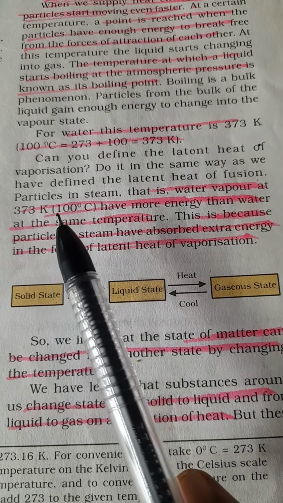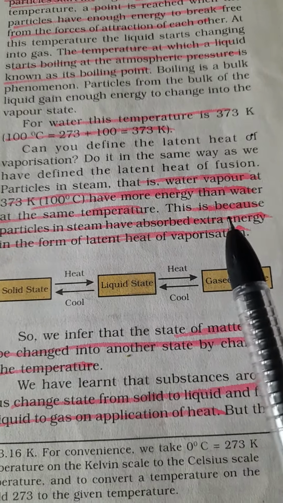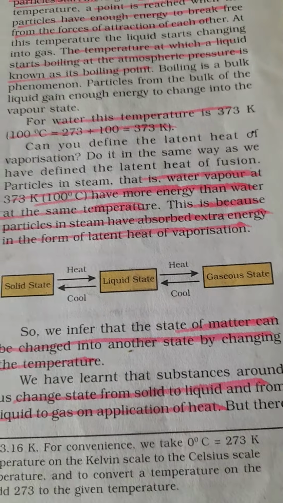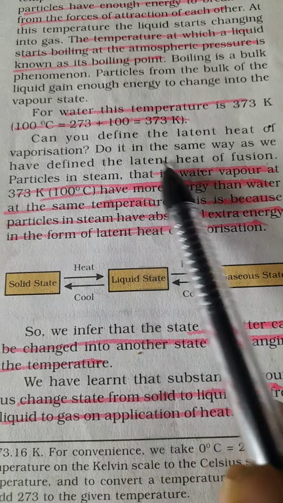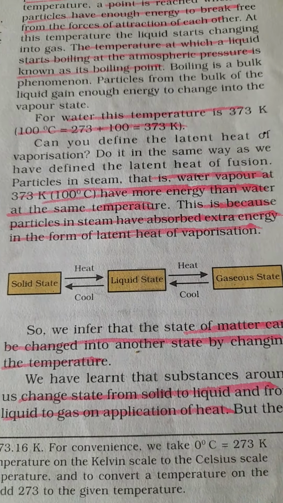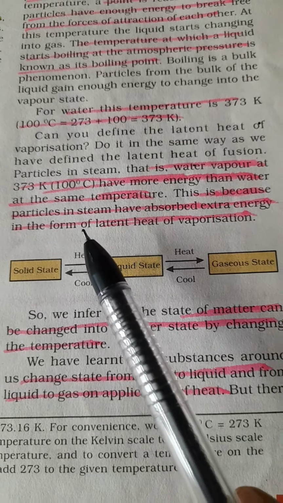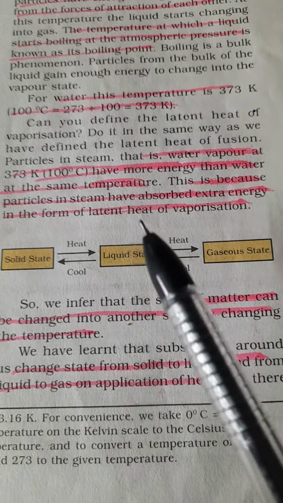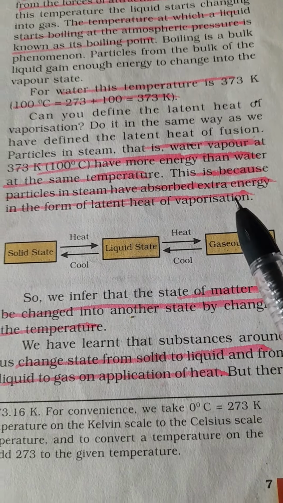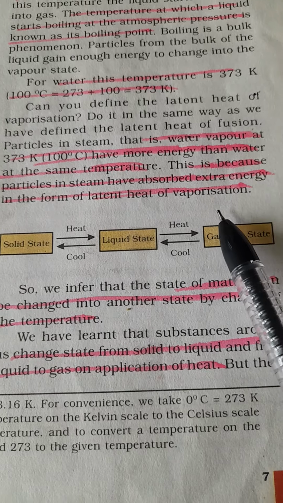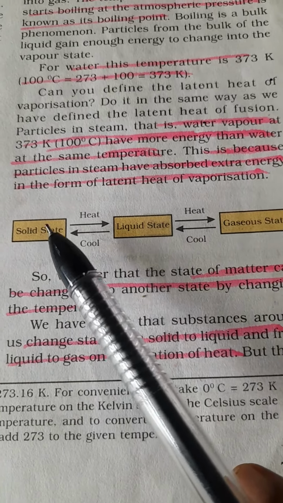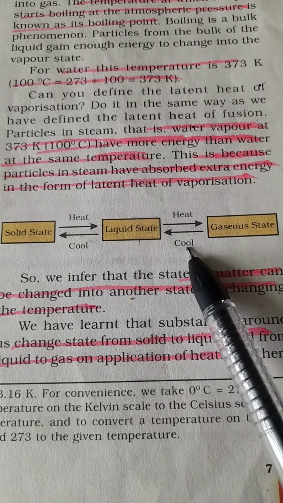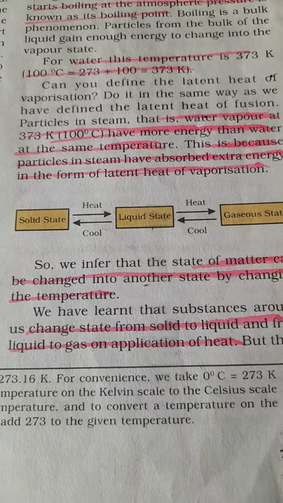Water vapor at 373 Kelvin or 100 degrees Celsius has more energy than water at the same temperature. That is an important concept, and you can define this in the same way you define the latent heat of fusion. Everything in the definition is the same. Just liquid into gas, instead of solid into liquid, that alone will change. And the particles in steam absorb the extra energy in the form of latent heat of vaporization. Now you understand that when you heat solid, it changes into liquid, heat liquid changes into gas, then cooled gas comes back to liquid, cooled liquid goes back to solid.